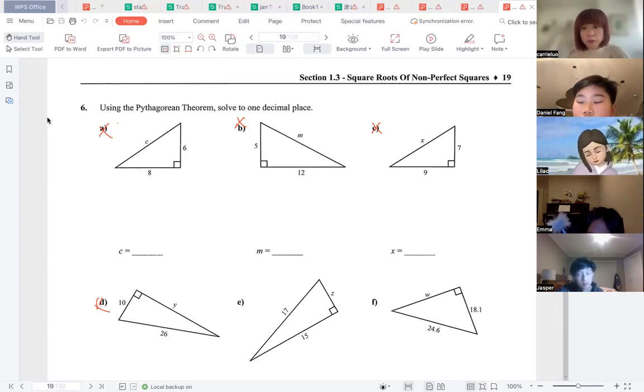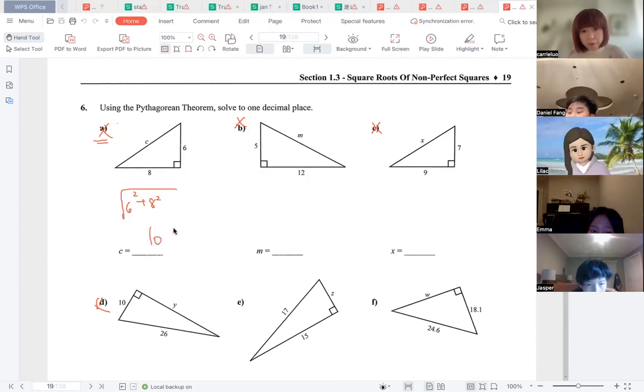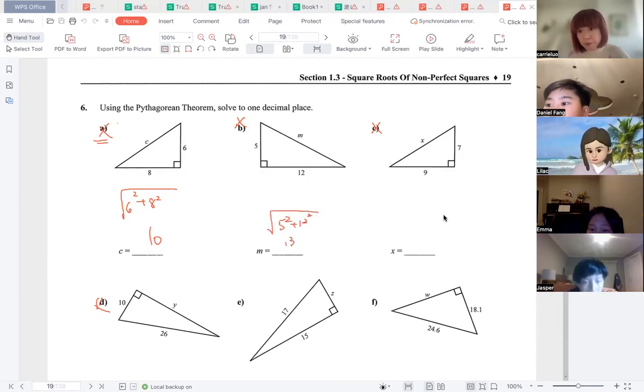Okay, so I'm going to call the first one. Lilac, could you please tell me number A equals what? 10. Okay, because it's 6 squared plus 8 squared and square root, so it's 10. Very good. Okay, number B, I want to have Jasper. Could you please tell me M equals what? 13. Very good. It's 5 squared plus 12 squared and square root equals 13. Good job. And number C, Emma, could you please tell me X equals what?